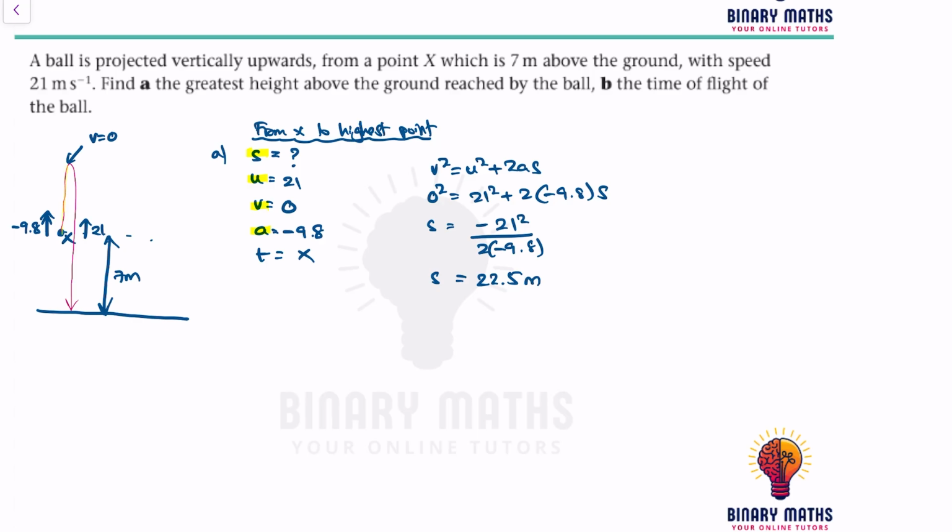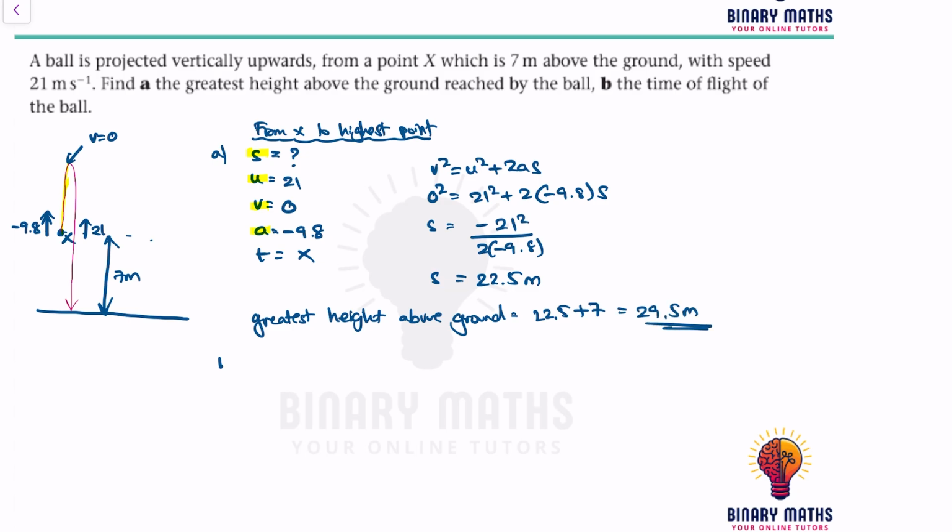So this is 22.5. We just worked out that is 22.5. But we want the greatest height above the ground reached by the ball. That would be 22.5 plus 7. So greatest height above ground will be equal to 22.5 plus the 7 from X, yeah, below X, which is 29.5 meters.